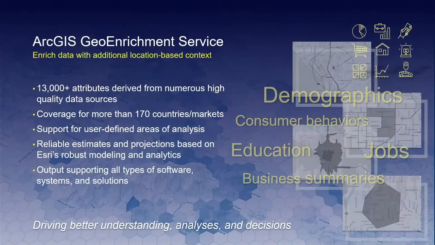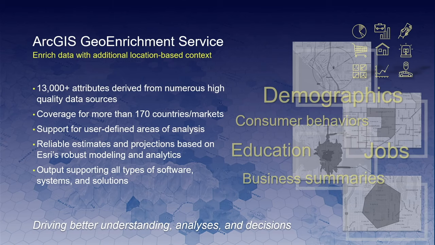So the GeoEnrichment service, the act of enriching something can really be described as enhancing your existing data. On the slide here, we have some categories of the data that's available in GeoEnrichment. For demographics, we have population, households, age and spending. There are attributes for consumer behaviors, educational attainment, employment. There are over 13,000 attributes in the US that you can browse through and append to your data, essentially.